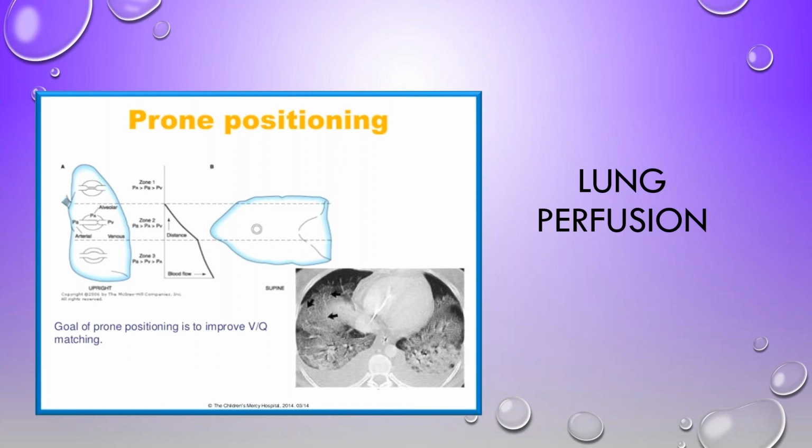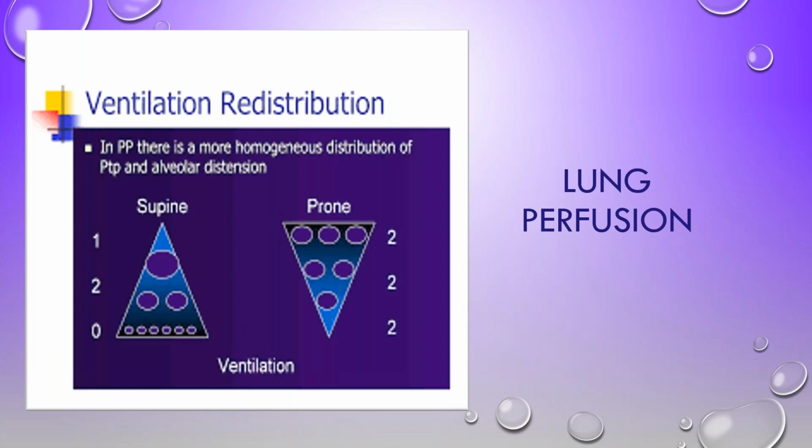And for this reason, it is actually suggested to turn the baby prone once you've given the surfactant. So in pulmonary perfusion, there is more homogeneous distribution and alveolar distension when we place the patient prone. The biggest problem with the patient lying on their back is that the upper lung fields start collapsing. Whereas if we turn them prone, we start seeing this much better lung distribution happening.